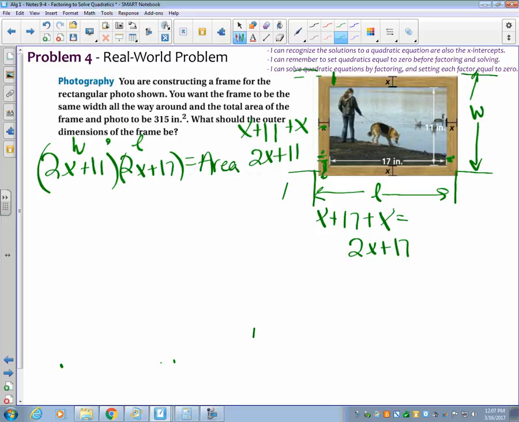Okay, so we needed a value for the width and a value for the length. When we multiply them together, we get the area. So we're going to multiply the length and the width using the FOIL method. So we're going to go 2x times 2x is 4x squared. And 2x times 17 is 34x. 11 times 2x, 22x. And this is the one I have to look up. 11 times 17 is 187.